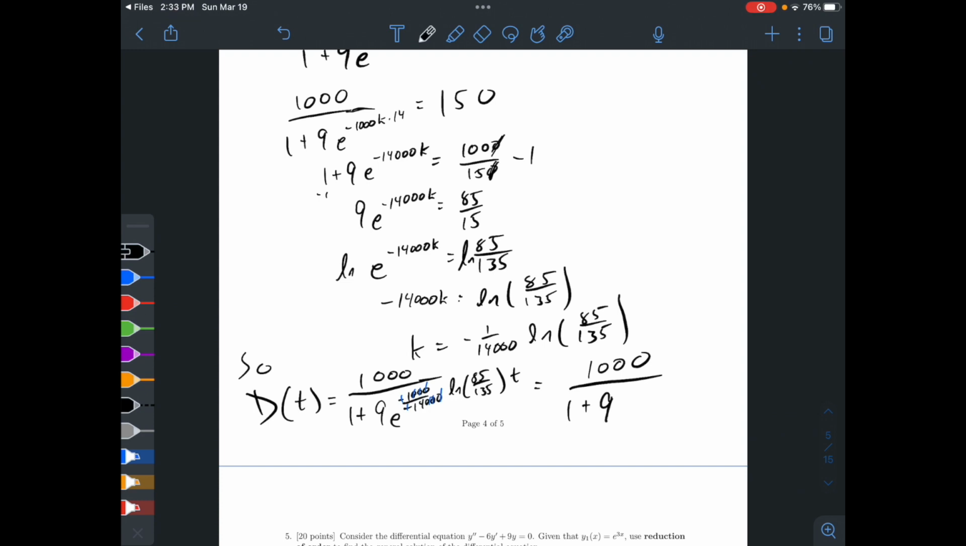And so e to the ln. I'm going to bring the t over 14 as an exponent to the 85 over 135, and then e to the ln of that just cancels. So this is 85 over 135 to the t over 14. All right, and so this is a pretty good formula here. You could simplify that if you wanted to. What's that? 17 over 27. Anyway, I think I'm happy with this.